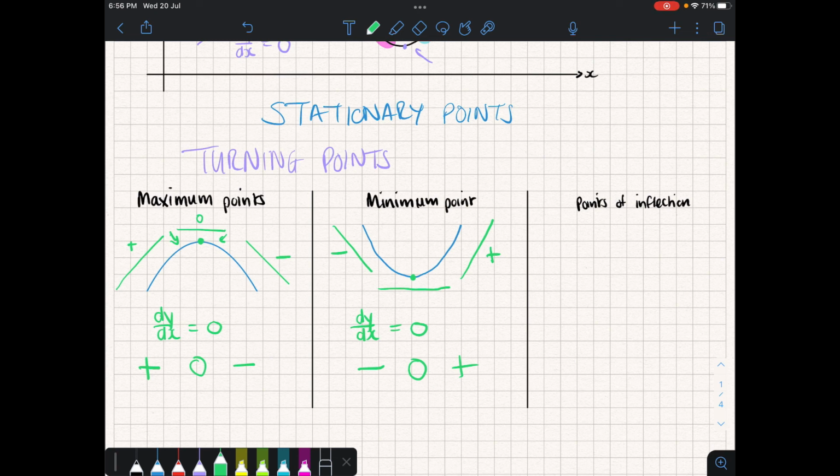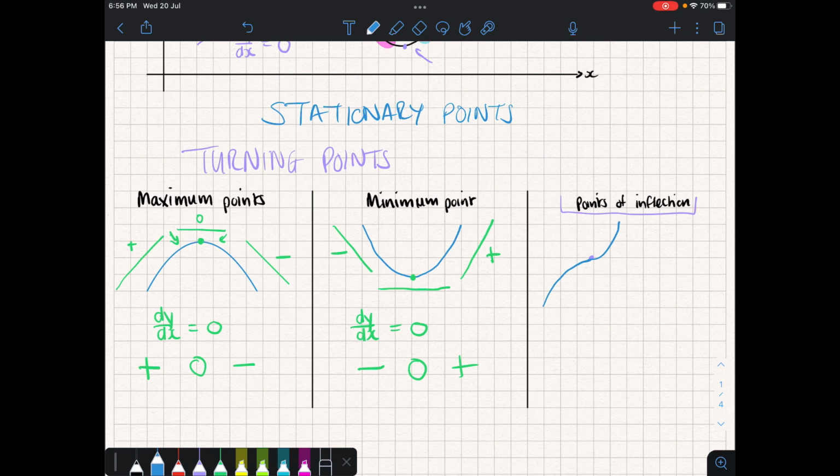Right, then there's one other type of stationary point, okay? This is not a turning point, but it's called a point of inflection, right? And a cubic graph, the graph of x cubed, is the perfect example. It's where the graph rises or decreases, gets to a specific point and has zero gradient, so it's zero. And then instead of turning around, it just carries on, okay?